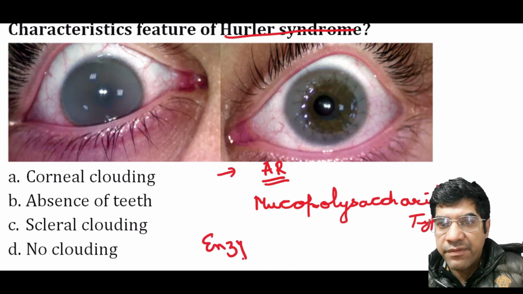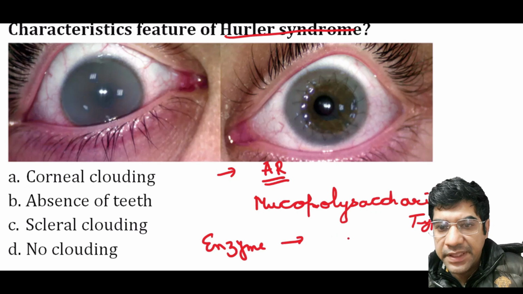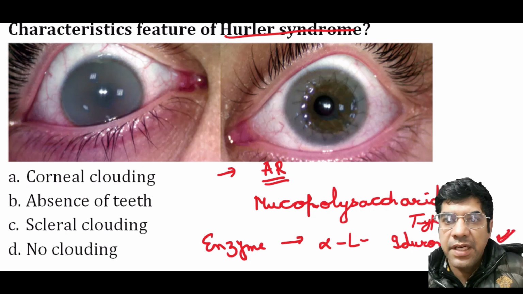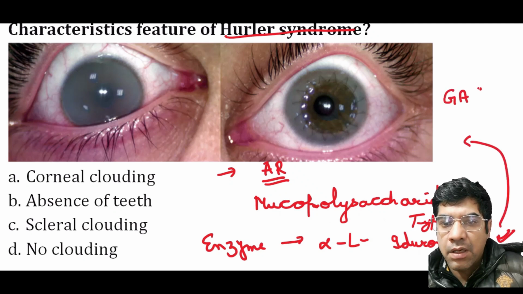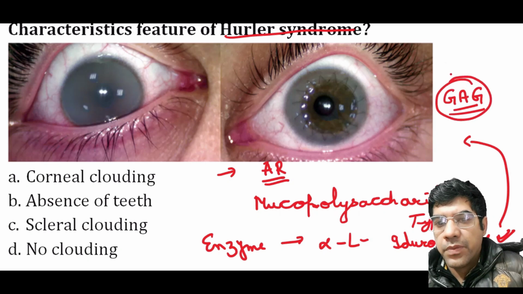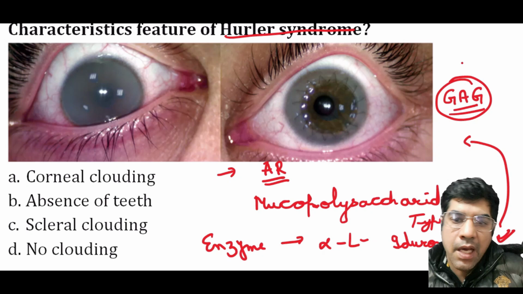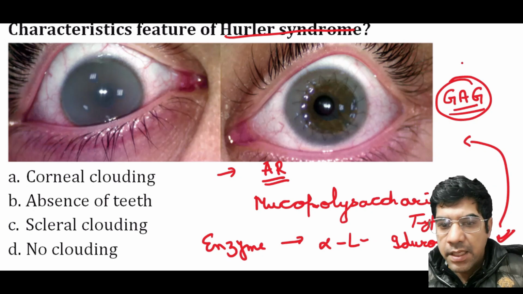That is what you have to remember from the exam point of view. It is due to the deficiency of alpha-L-iduronidase enzyme. That is essential. This enzyme, remember, is essential for breakdown of complex carbohydrates that are known as glycosaminoglycans. So an individual with Hurler syndrome would lack or have reduced levels of this enzyme.